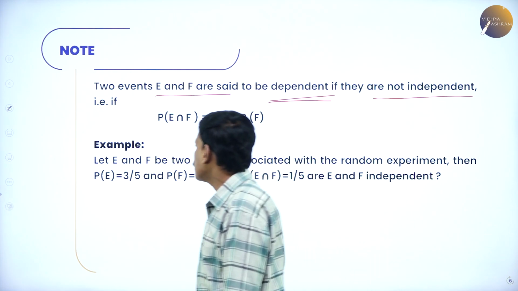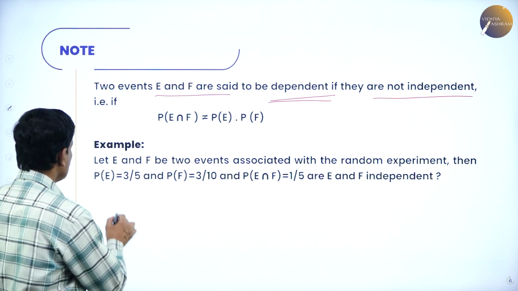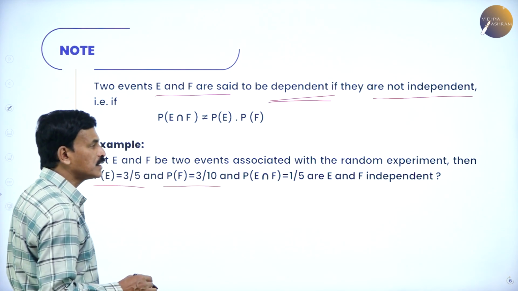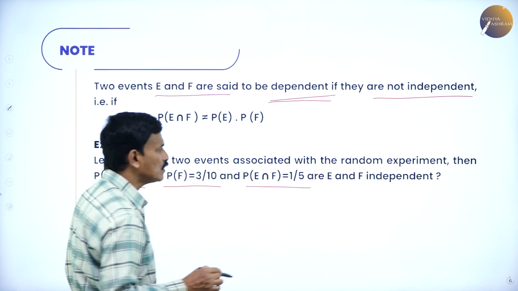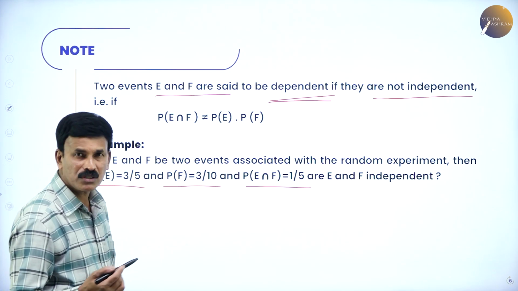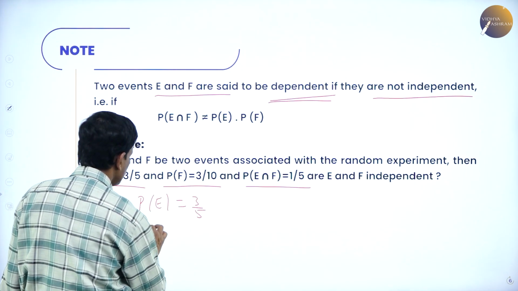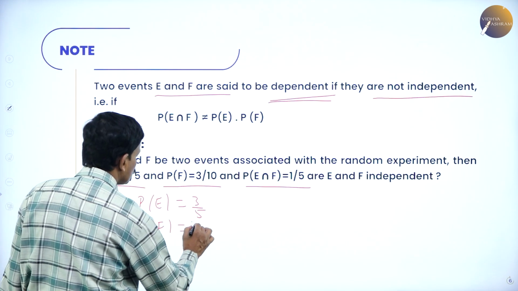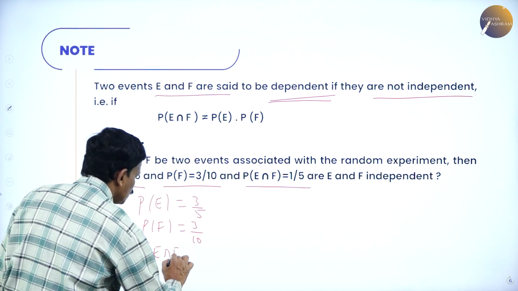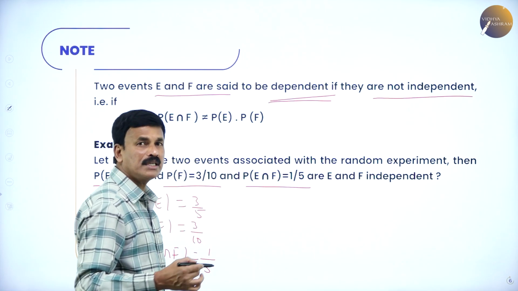Now let us consider an example. Let E and F be the two events associated with a random experiment. Then what is given? Probability of E is 3 by 5 and the probability of F is 3 by 10 and the probability of E intersection F is 1 by 5. Verify whether E and F are independent events or not. Given probability of E is 3 by 5 and the probability of F is 3 by 10 and the probability of E and F is also given, that's equal to 1 by 5. Now verify whether E and F are independent events or not.